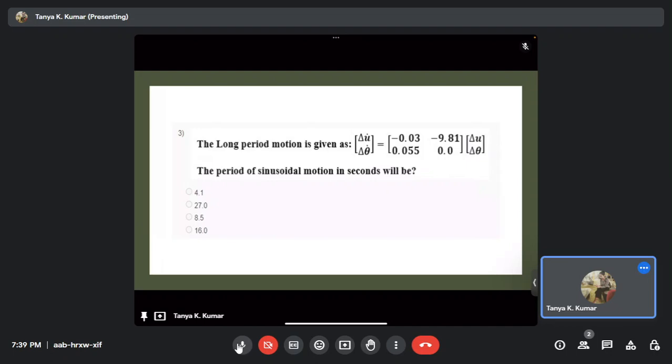Have you found the answer? The period of the sinusoidal motion. How do you find the period? We know how to find out omega n and eta. How do you find the time period? If you find out its frequency, not the natural frequency, you will be able to find out the period, right? What is the relationship between frequency and time period?